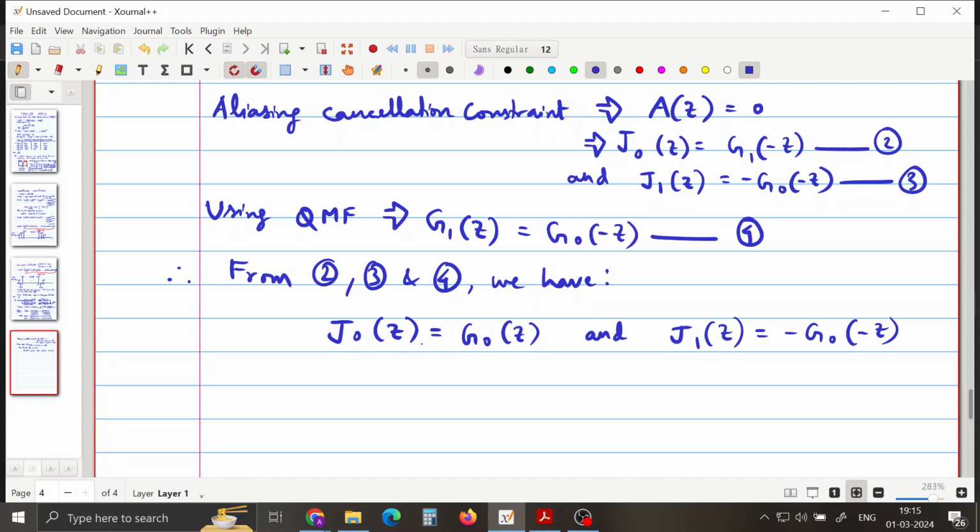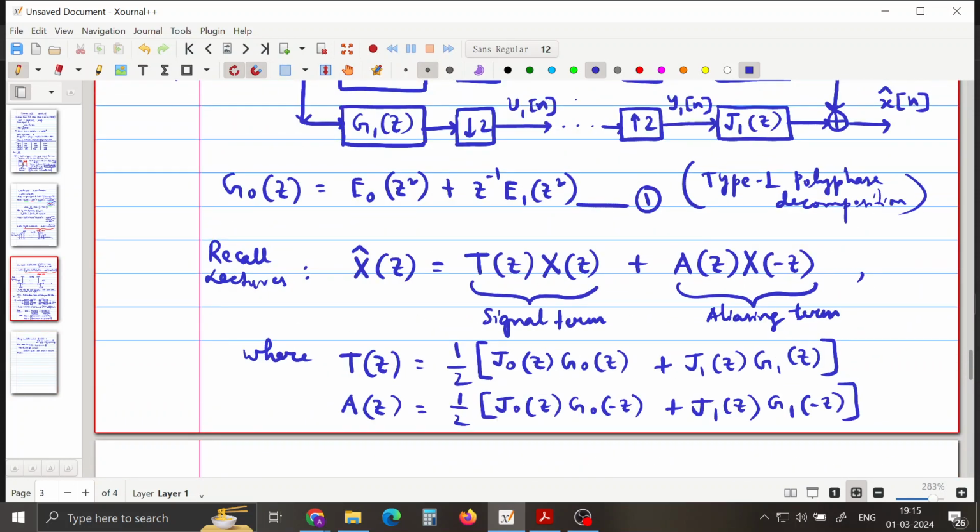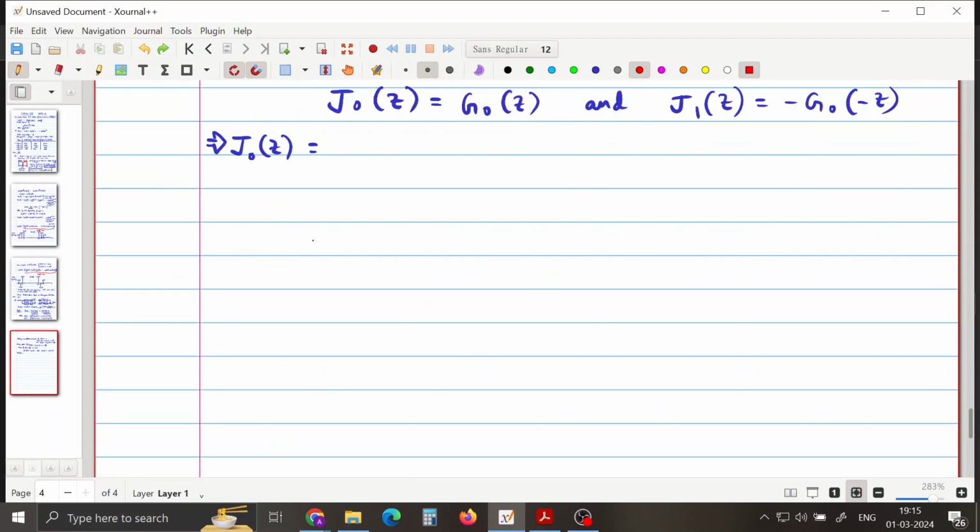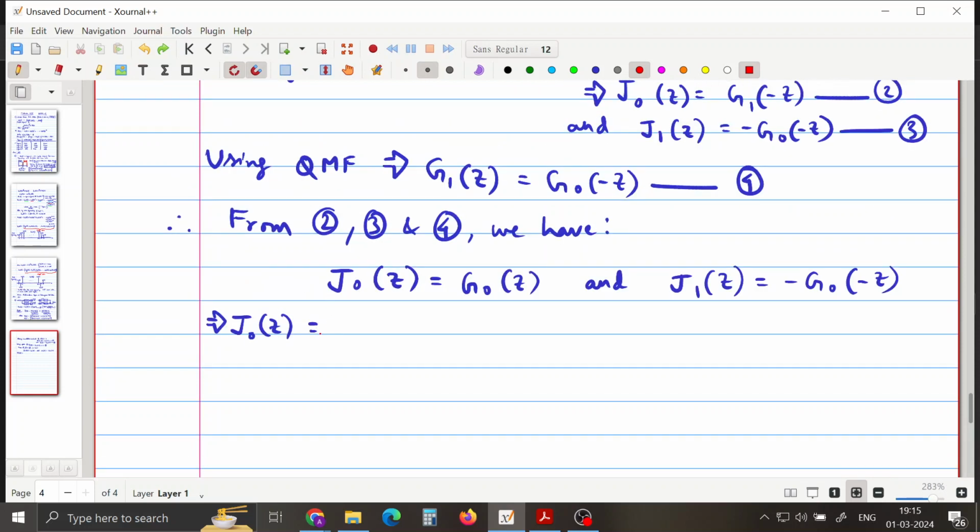Okay, so now, if J naught of Z is G naught of Z, I can also write J naught of Z as, so what is G naught of Z? You go back to equation 1. Here I have written G naught of Z. So you just substitute the expression for G naught of Z. That gives you the expression for J naught of Z in terms of E naught and E1. So this is E naught of Z squared plus Z inverse E1 of Z squared.